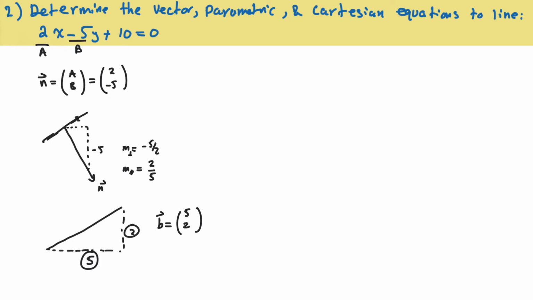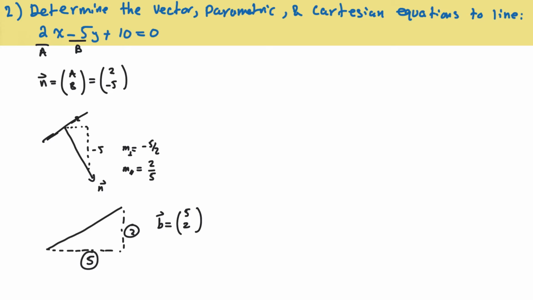Again, you don't have to go through this drawing part. After understanding this graphically and conceptually, you can just look at the normal and know that if the normal is 2 and negative 5 in 2 dimensions, the direction vector for something that is perpendicular to that will be the negative reciprocal, meaning that we're switching the x and y and we're taking only the negative. We're changing a negative to a positive or positive to a negative.